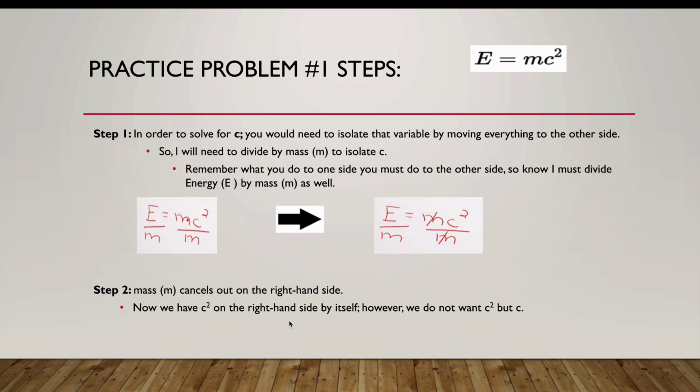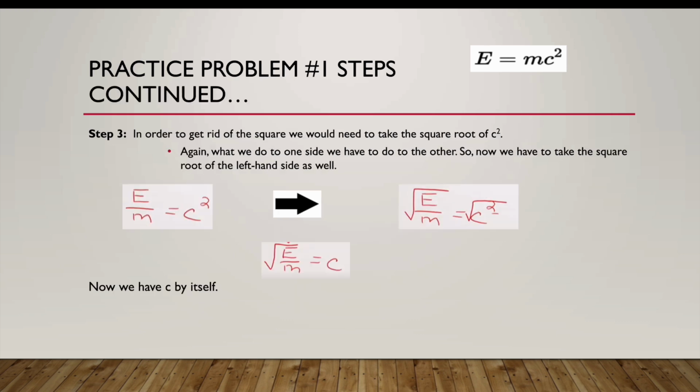So now c squared is on the right-hand side by itself, but we want just c, not c squared. To get rid of the square, we need to take the square root of c squared. And again, what we do to one side, we have to do to the other. So we'll have to take the square root of the left-hand side of this problem as well. And we should, if we've done that correctly, end up with the square root of E over m equals c. And now c is by itself, and we can solve this problem as it is written.